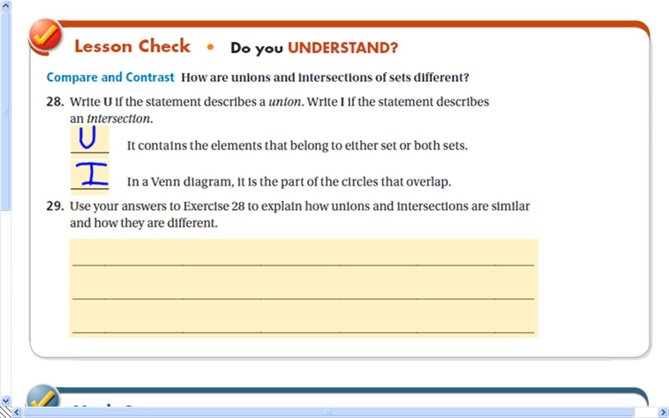The way that they are similar is that both unions and intersections have elements that belong to either, or have elements that belong to both. So I'm going to write it this way: unions and intersections have elements that belong to either.